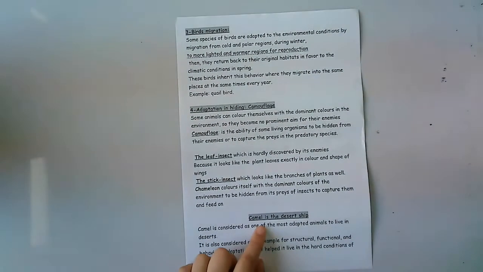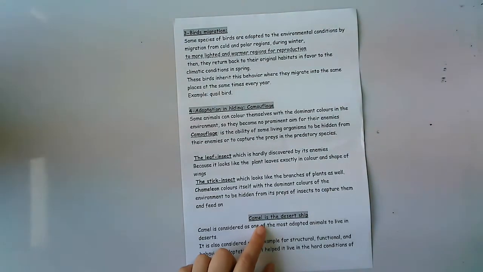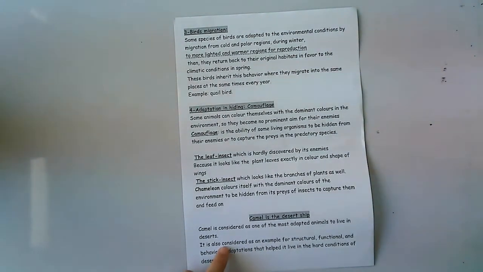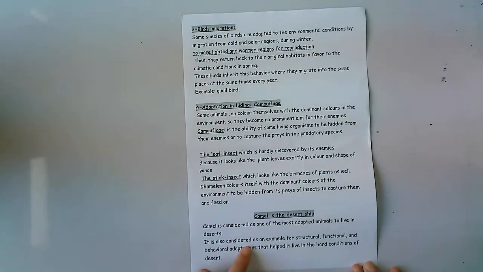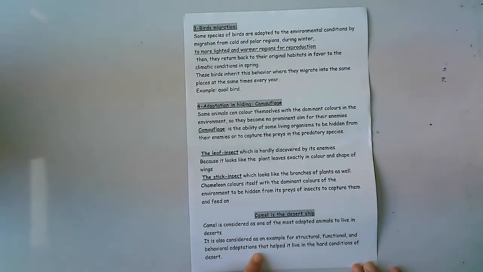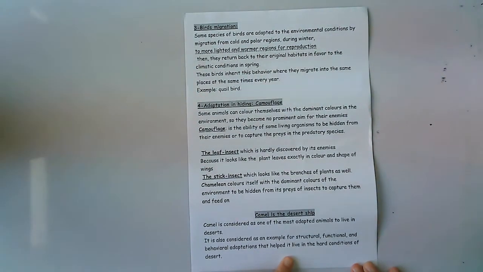The last part in our lesson is the camel, the desert sheep. The camel is considered one of the most adapted animals to live in the desert. It's also considered an example of structural, functional, and behavioral adaptation that helps it to live in the hard conditions of the desert.